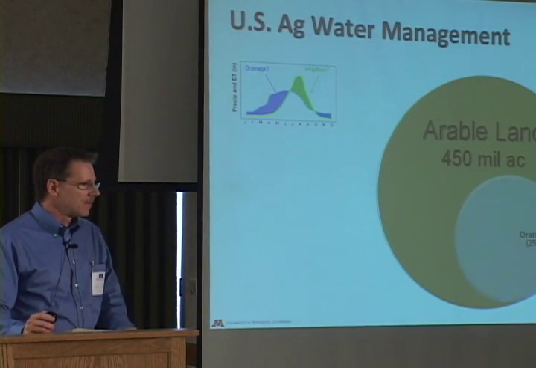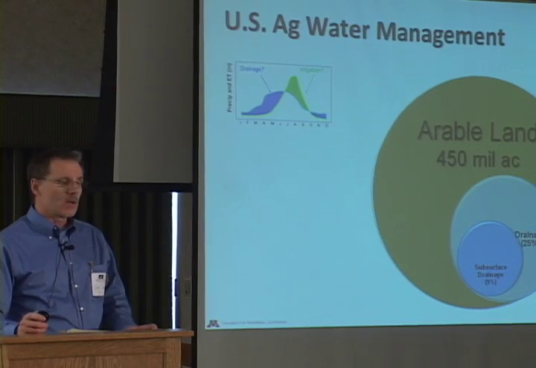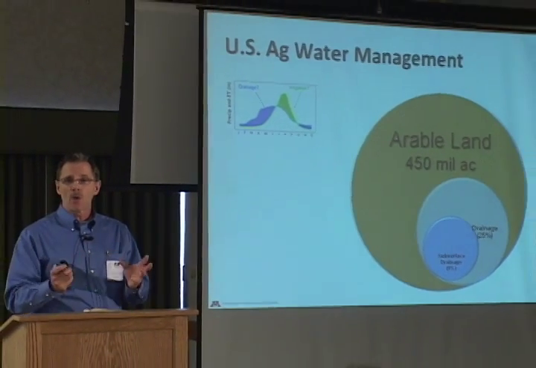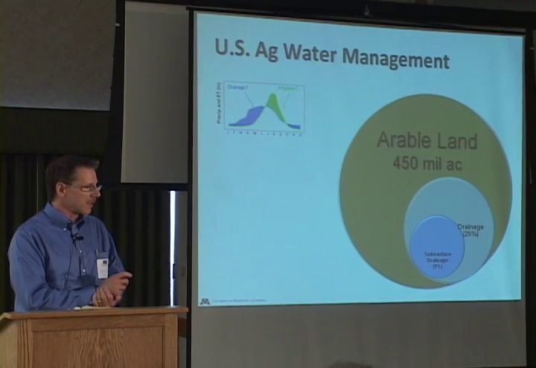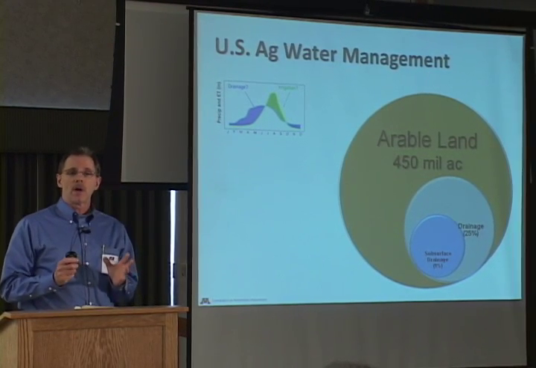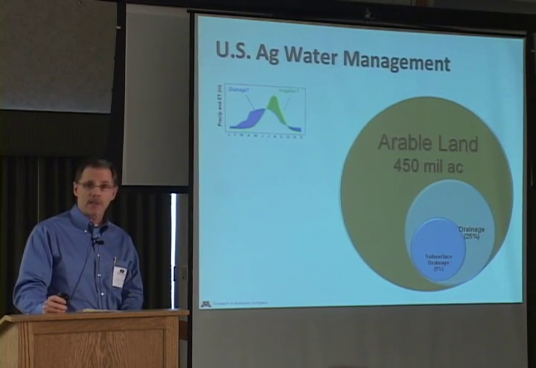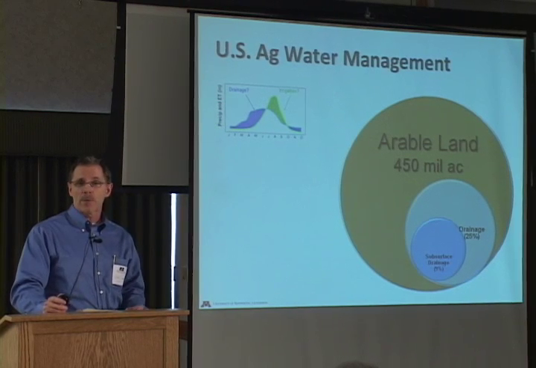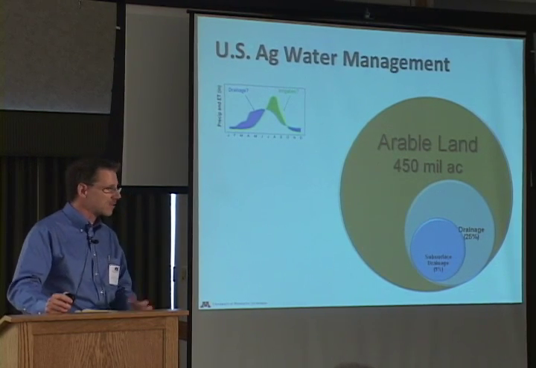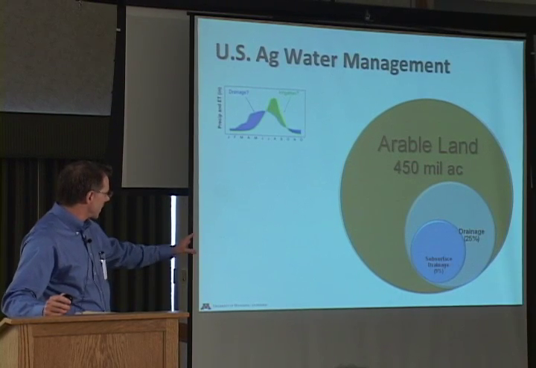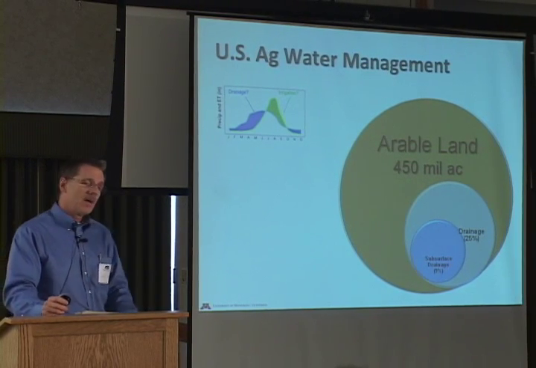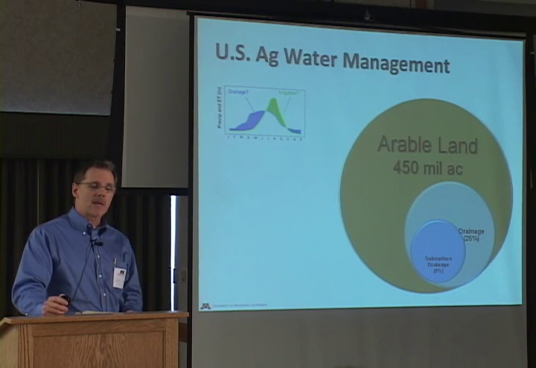If we look at agricultural water management and look at all the arable land in the United States, depending on whose estimate you look at, the percent of those acres that require artificial drainage is pretty significant, on the order of 25% when we consider both surface and subsurface drainage or tile drainage. And the acres in tile drainage, the 9% there, shows up as a pretty significant dot as well.